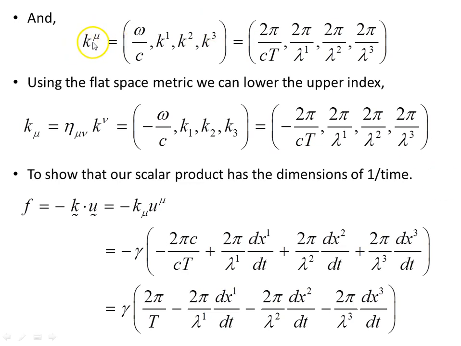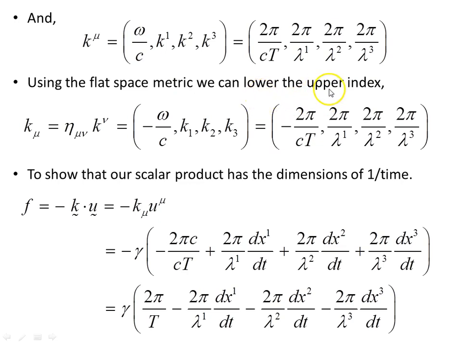Alright, now, if we have a look at the four-wave vector, its components are made up of the angular frequency omega over c, and then the three spatial components of the wave vector. These can also be written as 2 pi over c times the period T, and then the spatial parts of the wave vector, 2 pi over lambda 1 in the x1 direction, if you like. 2 pi over lambda 2 in the x2 direction, 2 pi over lambda 3 in the x3 direction. In flat space-time, they would be x, y, and z, the wavelengths in each of those directions.